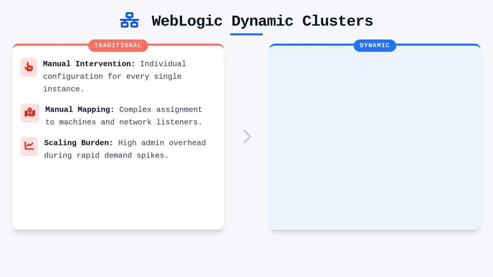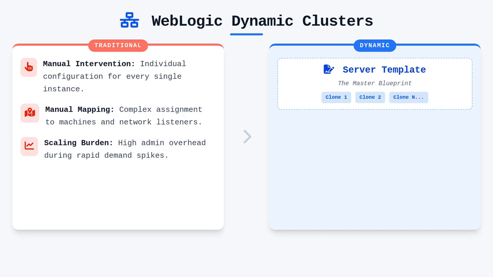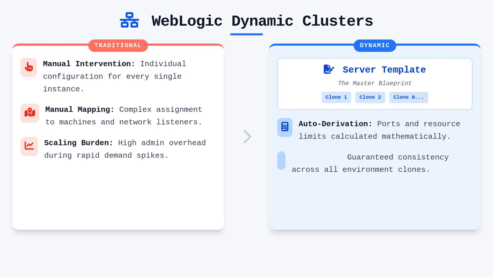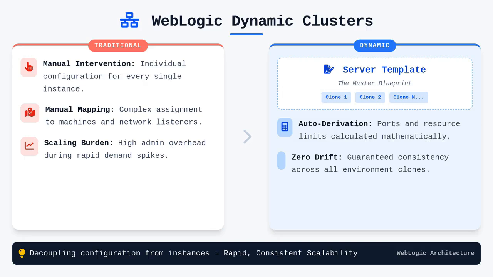Dynamic clusters solve this problem by decoupling the server configuration from the individual server instances themselves. Instead of defining each server, you create a server template that acts as a blueprint for all members of the cluster. When you define a dynamic cluster, the administration server uses this template to derive properties like Java arguments, resource limits, and port offsets mathematically based on a dynamic server limit. This approach ensures consistency across your environment, as every clone inherits the same baseline configuration, thereby eliminating the configuration drift that often plagues large, static deployments.